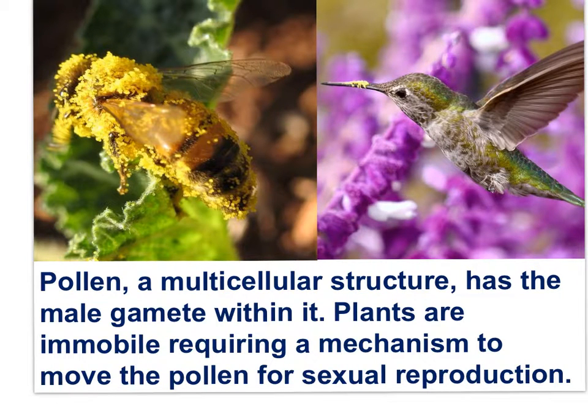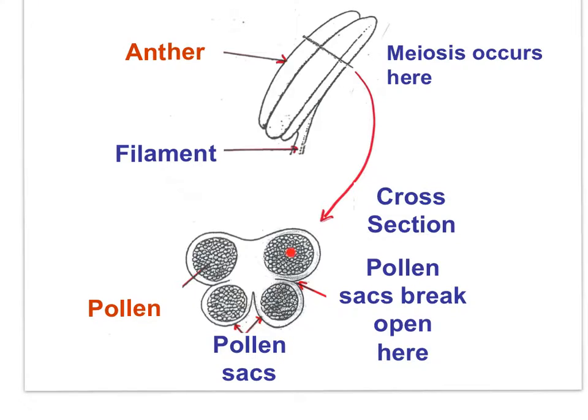Pollen, a multicellular structure, has the male gamete within it. Plants are immobile, requiring a mechanism to move the pollen for sexual reproduction and the maintenance of genetic diversity within the population. Insects and birds, some mammals, wind, and water serve to move pollen. The anther must be held up high so pollen can contact a pollinator, and the stigma must be held up high to assist in receiving pollen. Pollen is produced in large quantities within the anther.